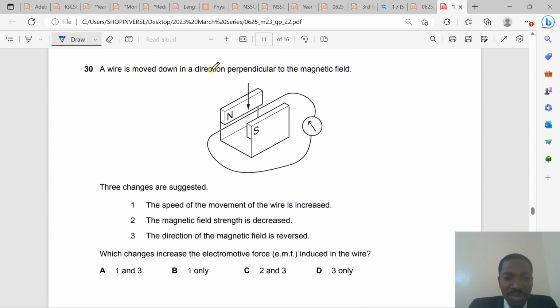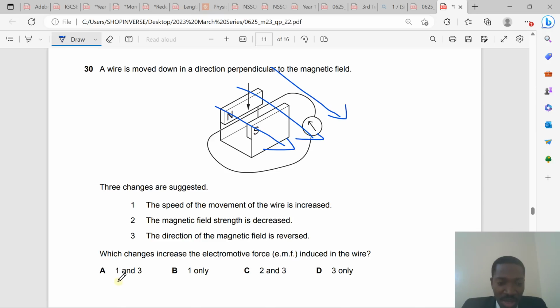Question 30. A wire is moved down in a direction perpendicular to the magnetic field. Magnetic field runs from the north pole of a magnet to the south pole of the magnet. Let's just try to make the field uniform by drawing parallel lines. Now the wire is moved downward in a direction perpendicular to the field. Three changes are suggested. 1, the speed of movement of the wire is increased. 2, the magnetic field strength is decreased. 3, the direction of the magnetic field is reversed. Which changes increase the electromotive force EMF induced in the wire? Option A, 1 and 3.